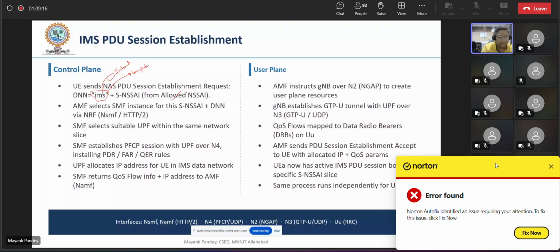There may be many SMF instances running, session management function instances. AMF selects the SMF instance for this NSSAI and DNN via NRF, I told you, network repository function. Then there may be many UPF instances running. SMF selects a suitable UPF which can actually provide desired quality of service to this UE registration request or PDU session establishment request. Now, this is most important.